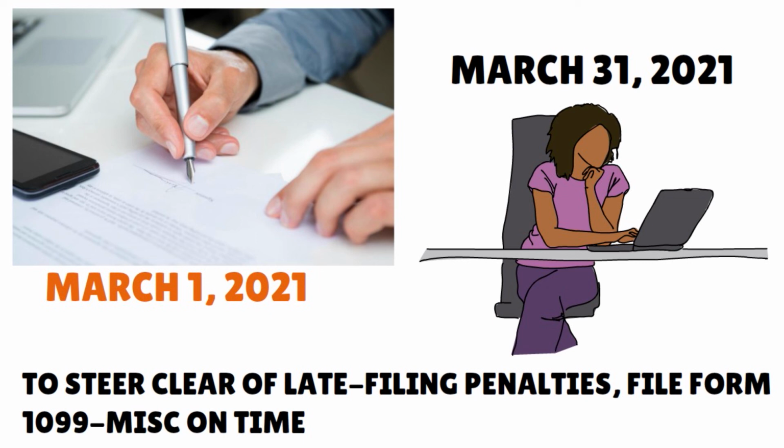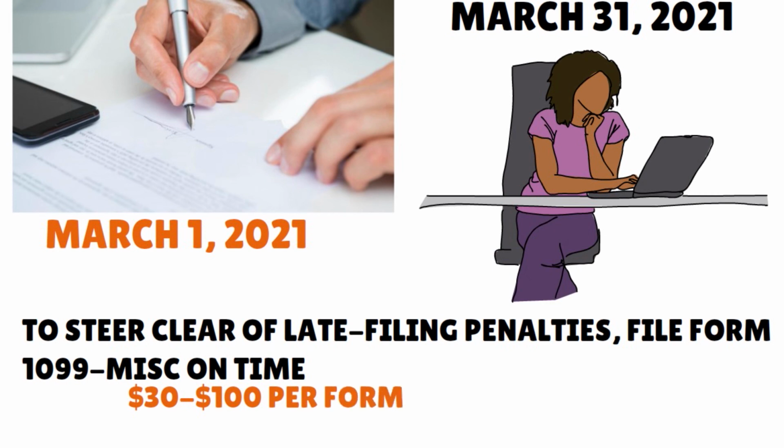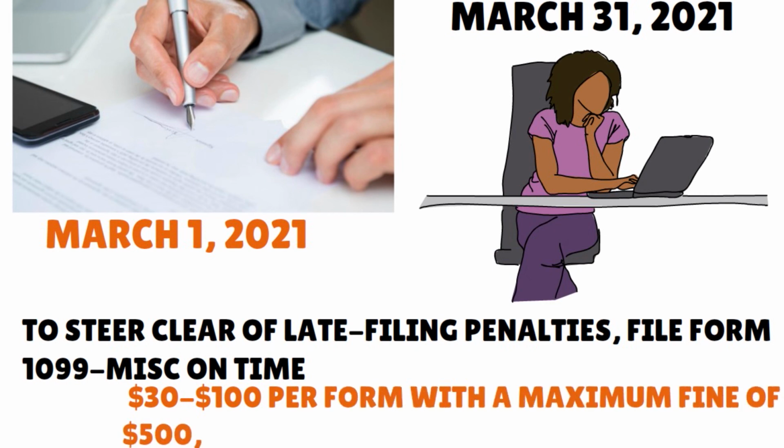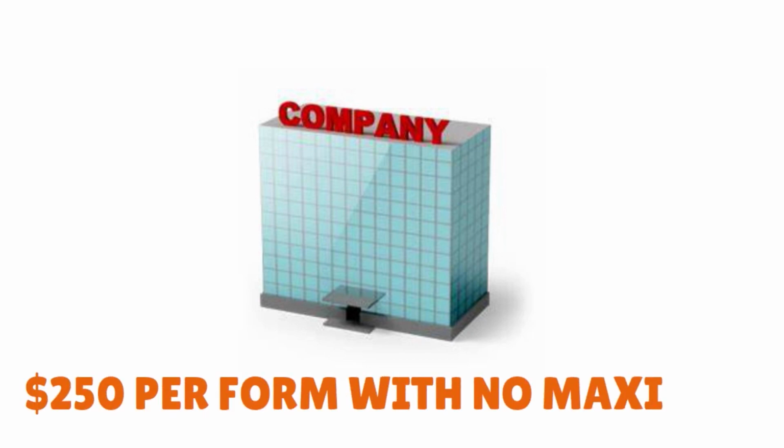The penalty for missing the deadline ranges from $30 to $100 per form, with a maximum fine of $500,000 per year. Okay, we're not talking about small amounts here. Even if the $30 to $100 range sounds small, this is per form. So if you have several 1099 forms that you haven't sent out, you can do the math, just multiply. If a company completely disregards the requirements to provide a correct statement, it could be hit with a penalty of $250 per form with no maximum. So the rules are pretty clear here.